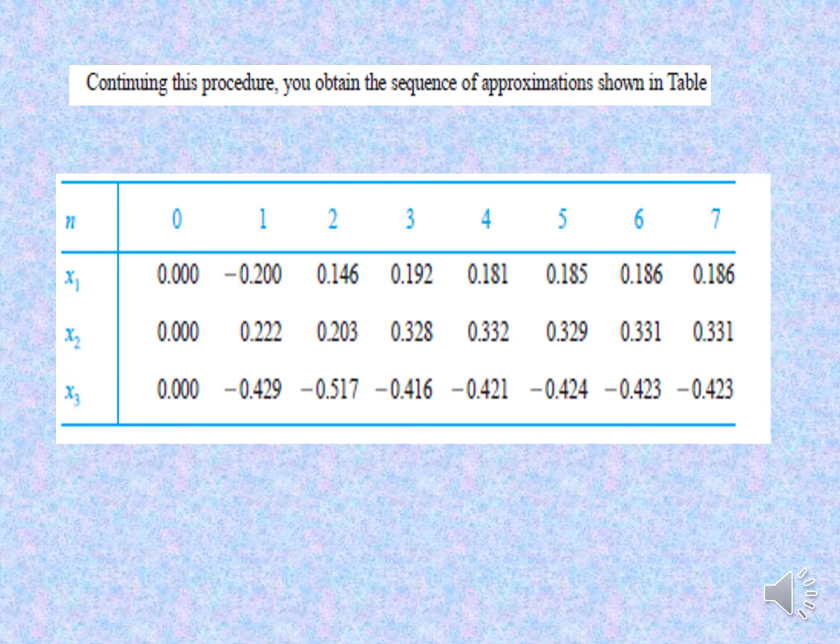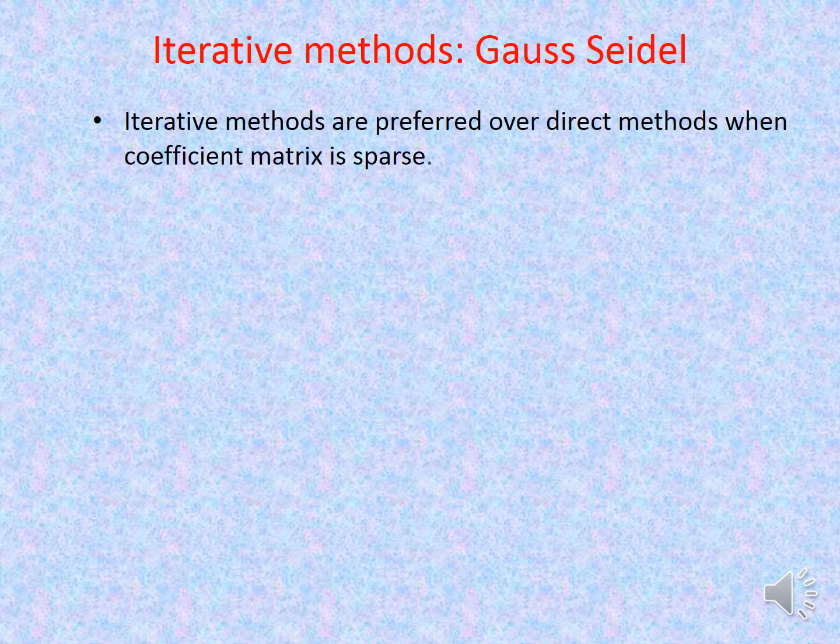Now we move to the next iterative method, the Gauss-Seidel method. Iterative methods are preferred over direct methods when the coefficient matrix is sparse. They are self-correcting if an error is made in the initial approximation. Due to convergence they keep on improving and they tend to the exact solution or near to the exact solution.